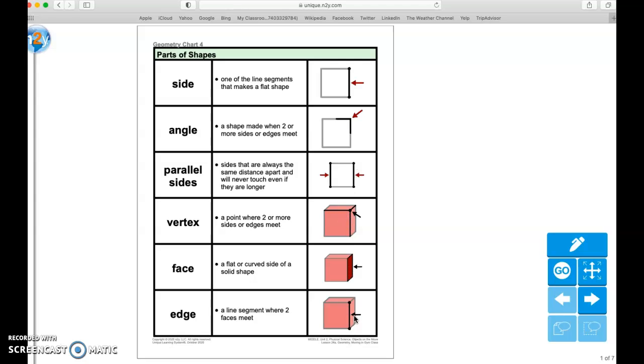A vertex, now we're talking about 3-dimensional shapes, so think of like a dice or a cube. So a vertex is where 2 or more edges or sides meet. So this corner, okay? So when we're talking about geometry, we call it a vertex, but think of it as the corner. The face is one whole side. So think of a dice. A dice has 6 faces, okay? So each number on a die would have a number on it. So those are each of the faces. And then the edge is kind of the corner right here. These sharper points along the sides.